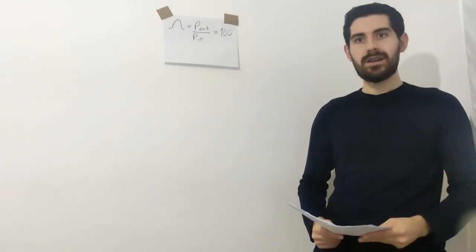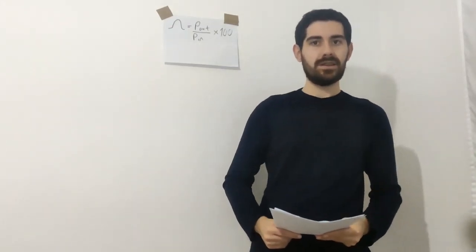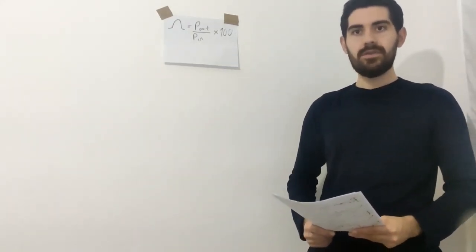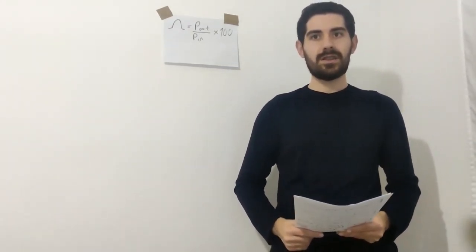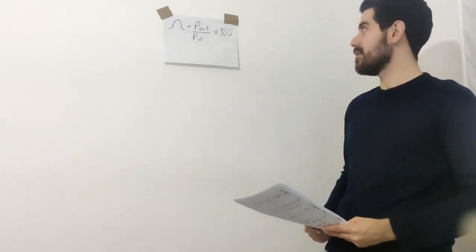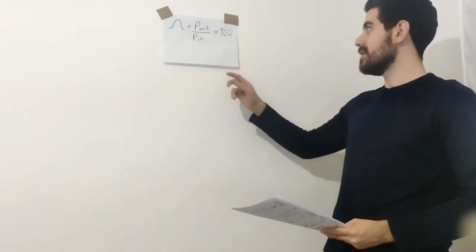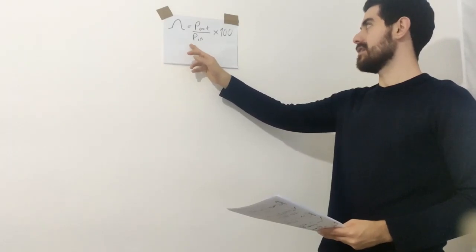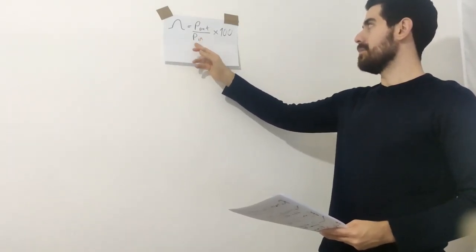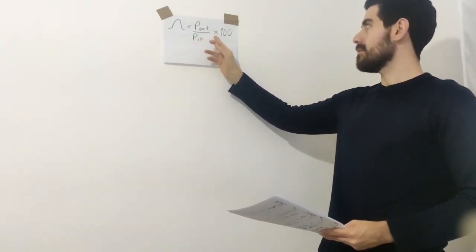Losses in a motor directly affect the cost of operation and motor rating. The efficiency is frequently determined by calculating the loss. As you can see, the formula for efficiency is P out divided by P in multiplied by 100.